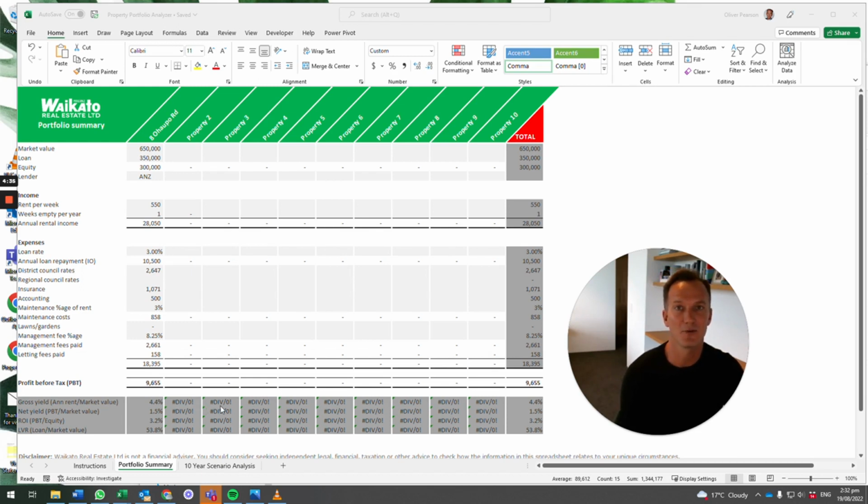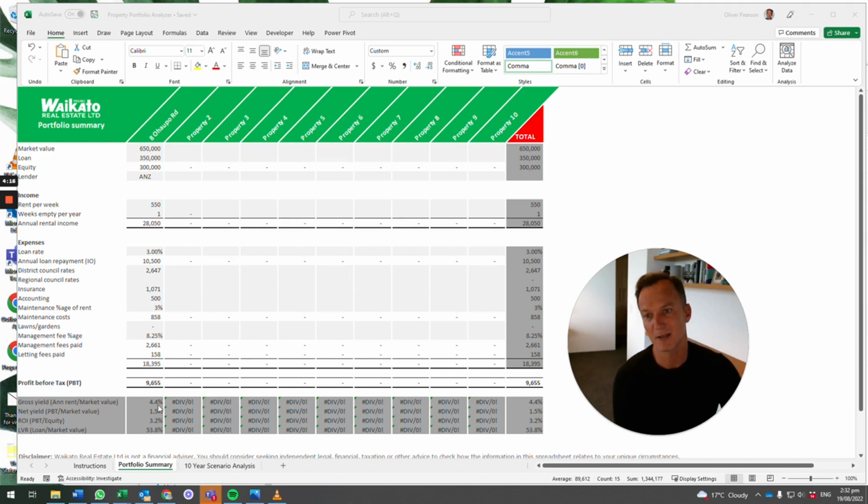This is your annual rental income divided by the market value of the property. This is a great one for comparing properties because you're not taking into account any loans or any of the costs for that property. So it's very quick and simple, and it's useful to take a look at.